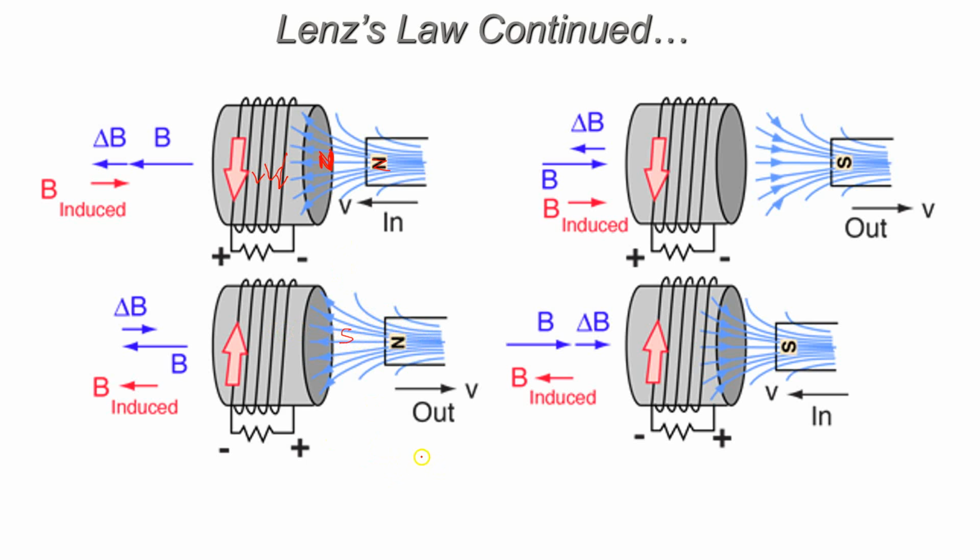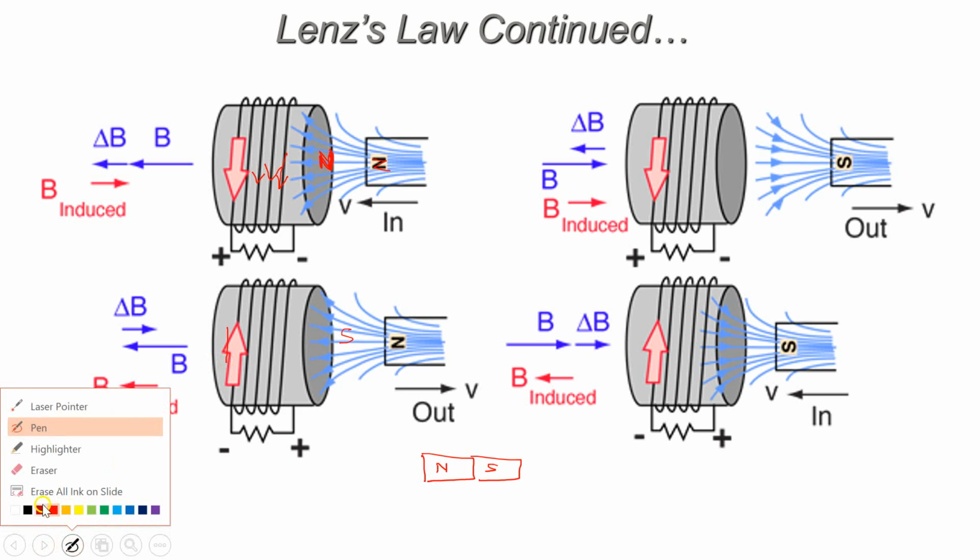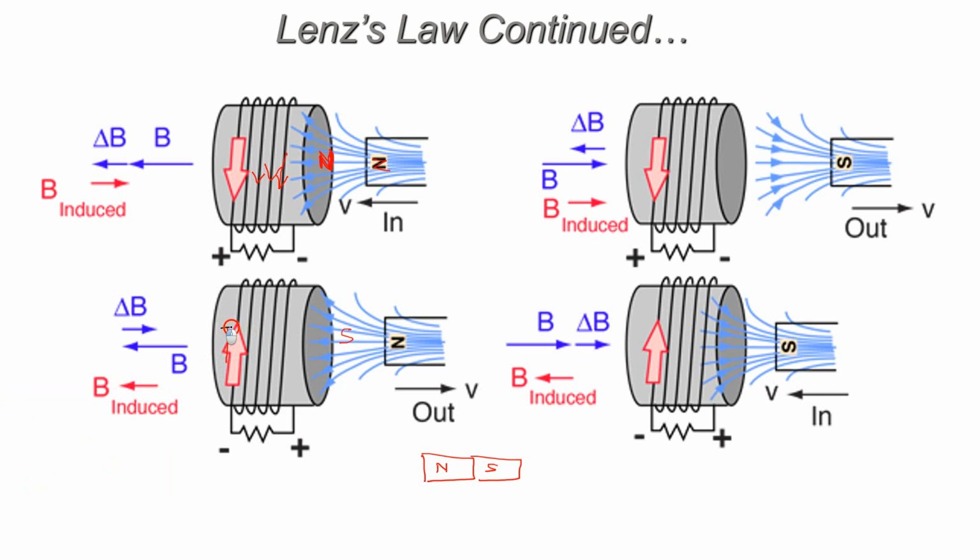Let's just draw a bar magnet for argument's sake. This is a bar magnet, and we know a bar magnet has a north and a south. Let's imagine that the bar magnet is completely inside.